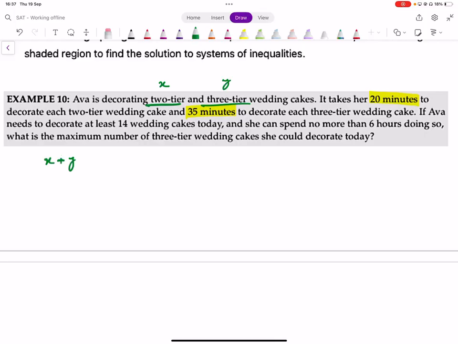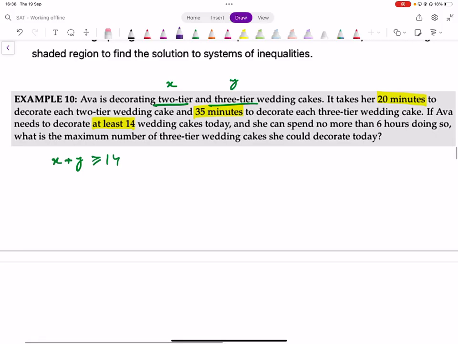X plus Y is at least 14. What does that mean? X plus Y is greater than or equal to 14. Is that okay? If X is the number of 2-tier cakes, if Y is the number of 3-tier cakes, X plus Y, they are saying, has to be at least 14. That's greater than or equal to 14.